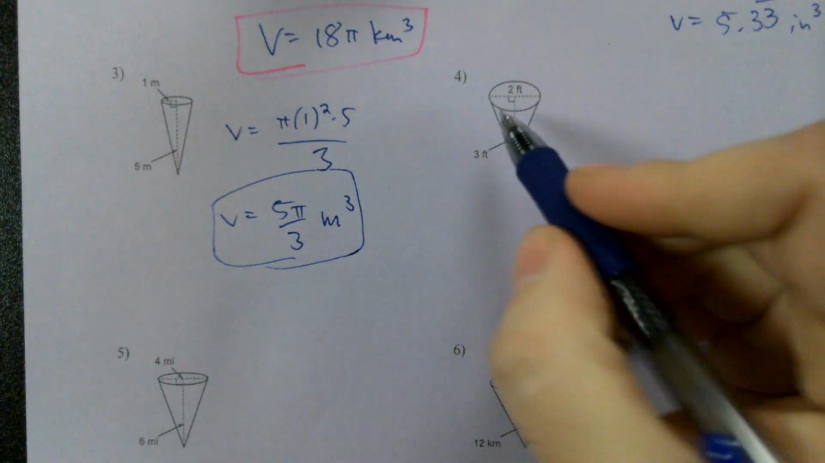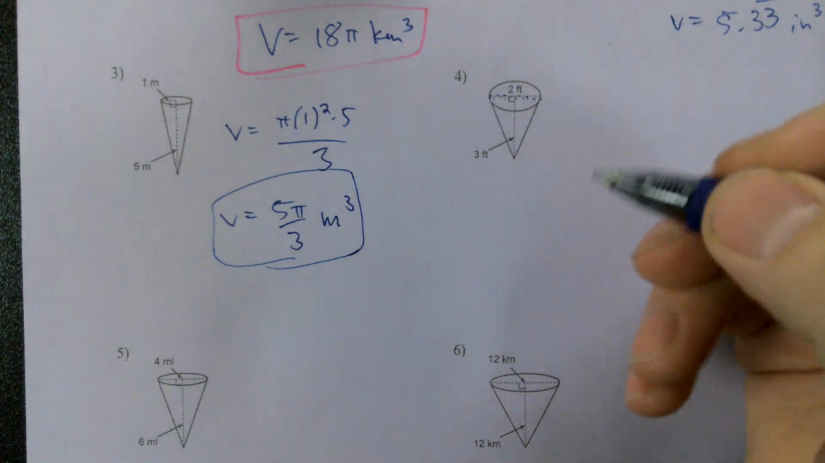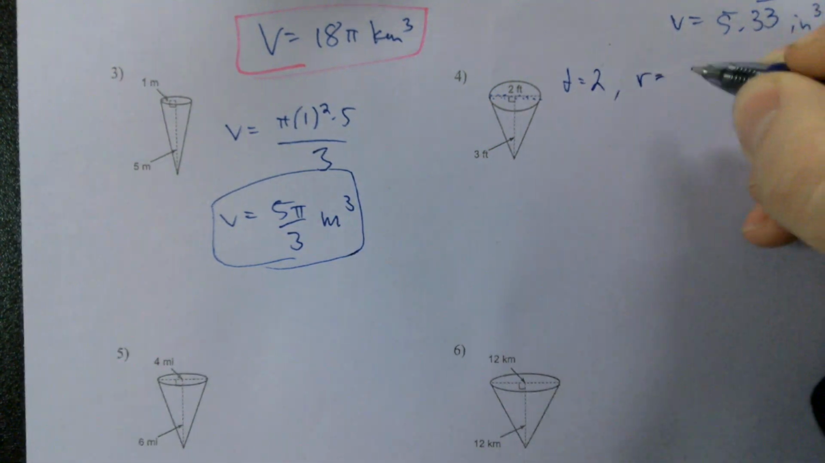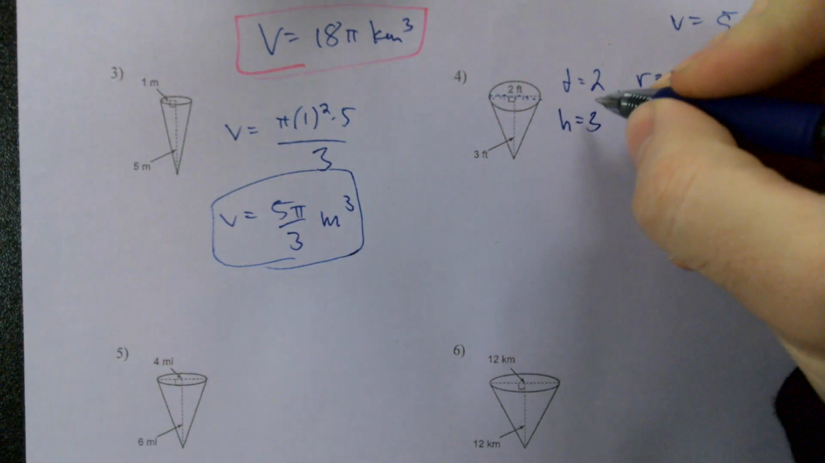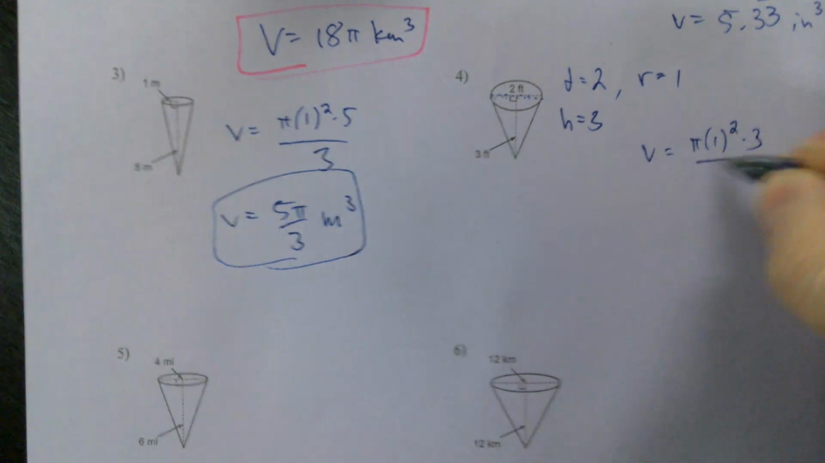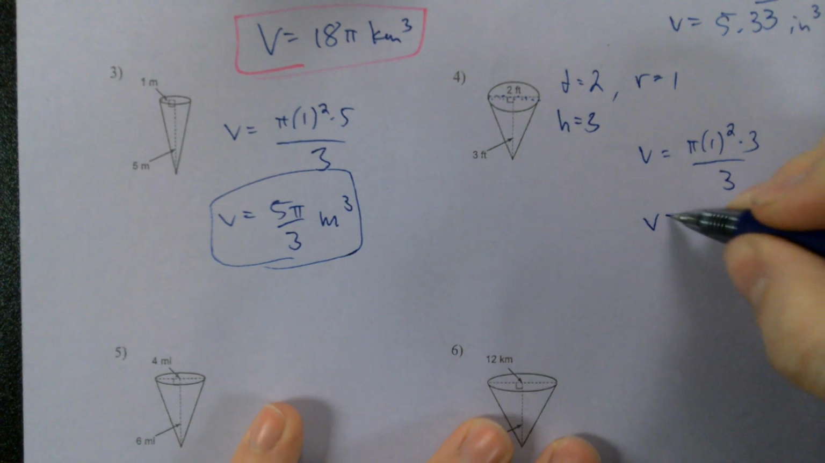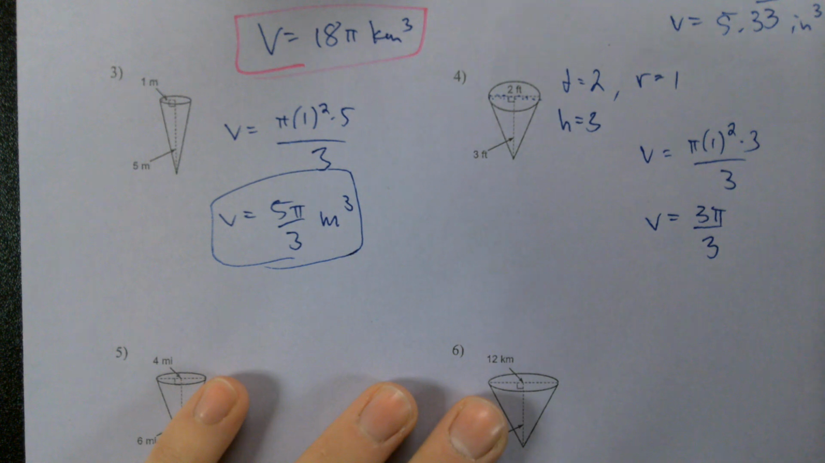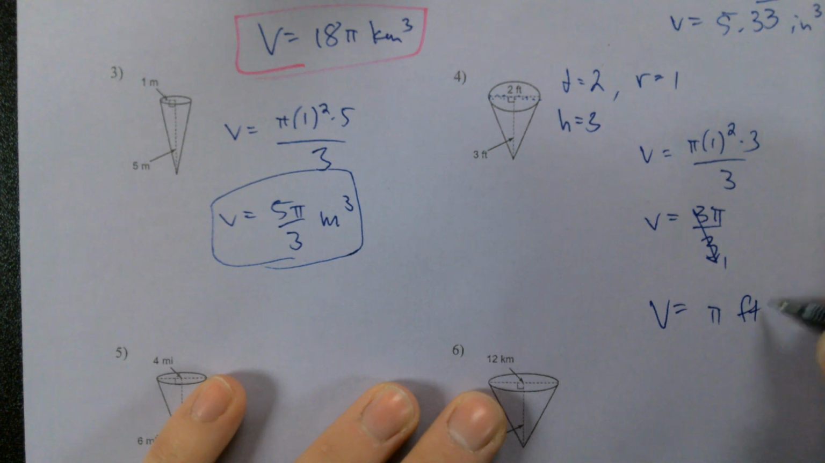Now number 4, we see that our dotted line goes across the entire circle, just like that ice cream cone in our warm-up. So d is equal to 2, meaning that r must be equal to half of that, which is 1. And of course my height is 3. So v is equal to pi times, again, 1 squared times 3 over 3. And this one's a little bit interesting, right? We end up with 3 pi over 3. And what does 3 over 3 simplify to, everybody? 1, right? So we could say that v is equal to pi feet cubed.